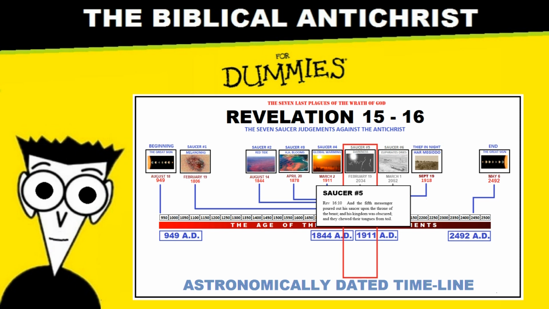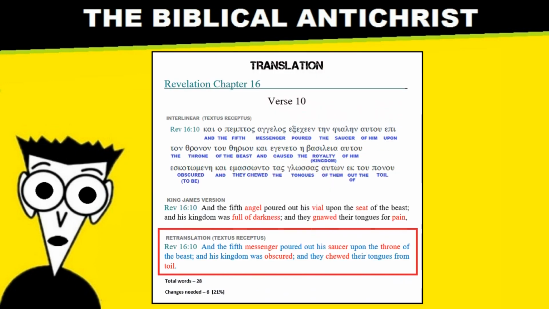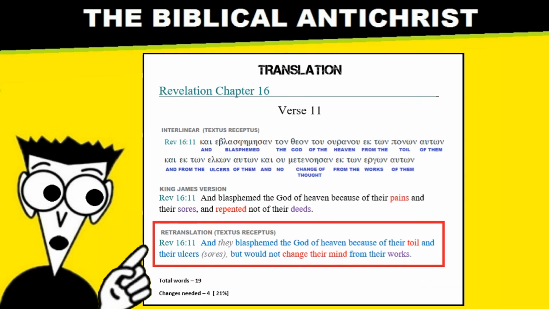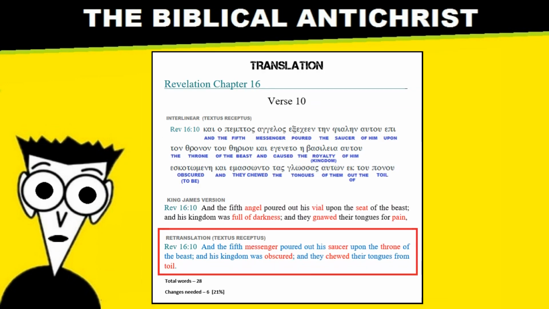The fifth saucer judgment in Revelation chapter 16, verses 10 and 11, from a reconstructed translation of the Textus Receptus, reads as follows, quote, "And the fifth messenger poured out his saucer upon the throne of the beast. And his kingdom was obscured. And they chewed their tongues from toil. And they blasphemed the God of heaven because of their toil and their ulcer sores, but would not change their mind from their work."